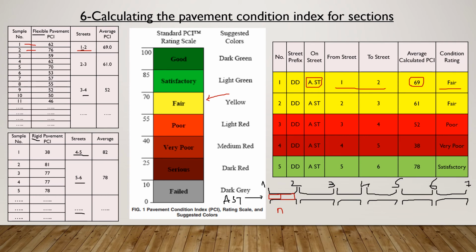Now let's take another example between streets 2 and 3. We had 4 samples to be inspected, and their average was 61, and 61 is also fair. Between 3 and 4, we had 5 samples to be studied. In this region here, we had 5 samples, and their average was 52, and 52 is poor condition, and so on. The same applies for other sections. That is how to calculate or present the PCI for a road intersecting different streets.